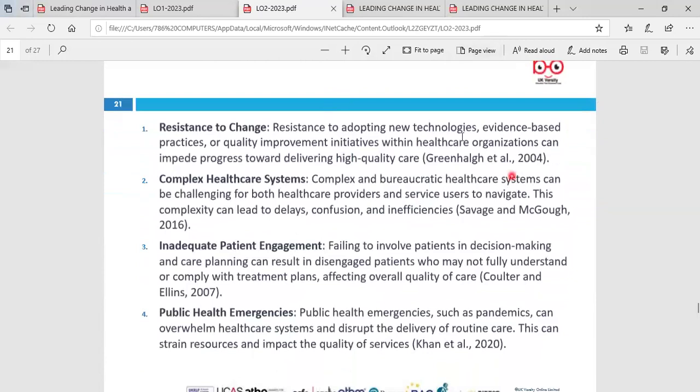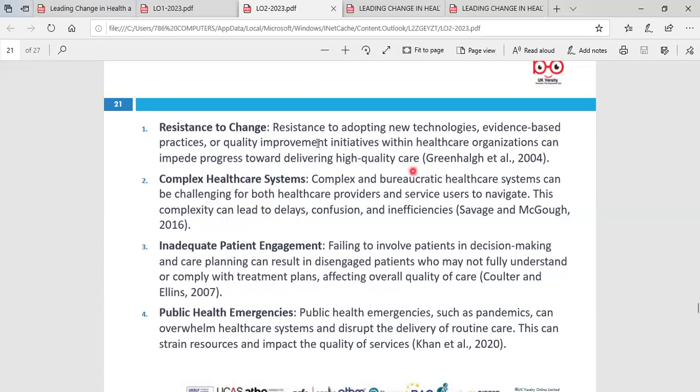Resistance to change. Several organizations might not want to go about with the change that you want, but if that change is justified and is well researched, then obviously things can be planned in different ways. So obviously not all stakeholders will always be happy with the different changes that are made.